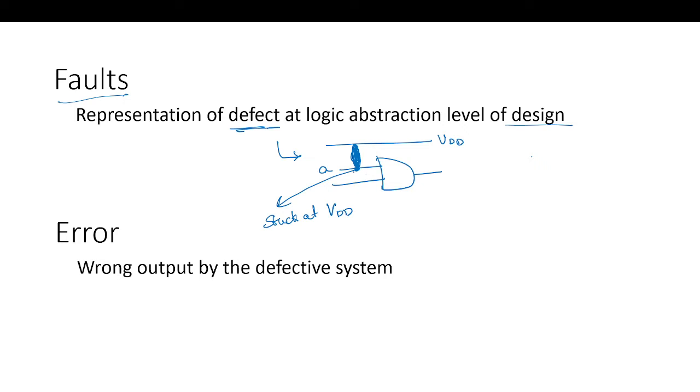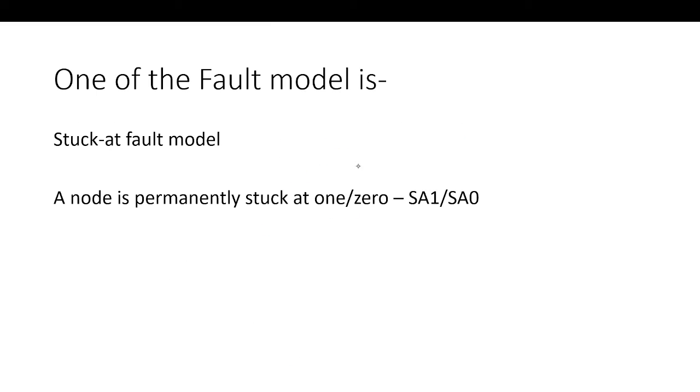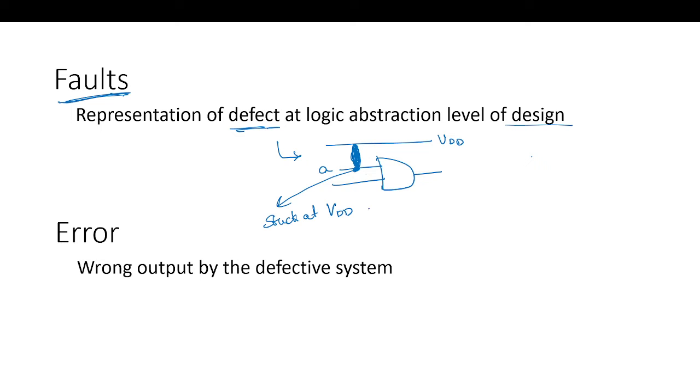Such modeling is known as faults, where at the logic level we have modeled this line bridging to VDD as stuck at VDD, or we can also call it a stuck-at-one fault. Now, say I apply a 0 here, I apply a 1 here.